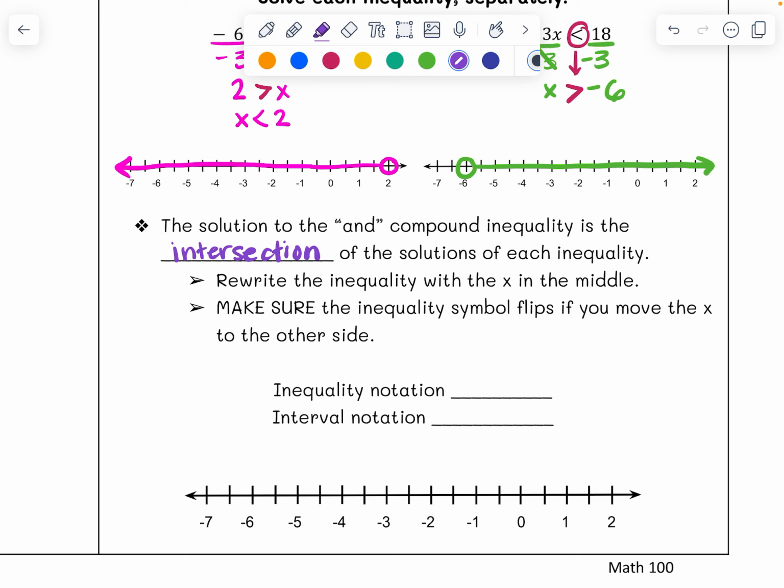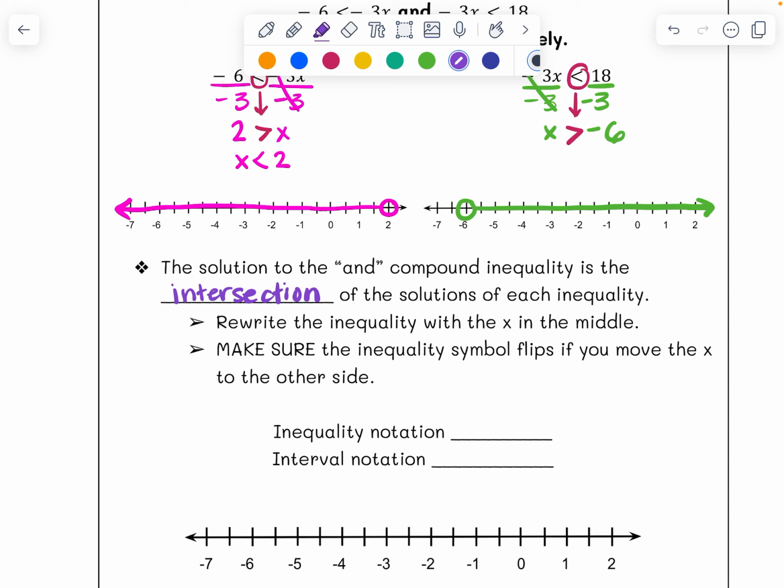So this is what I mean. We're going to take these two solutions we found above and rewrite it with x in the middle. So I'm going to put x in the middle, and then I want to write it least to greatest. So I will put -6 on the left and +2 on the right. Let me use the colors that I was using, -6 and +2.